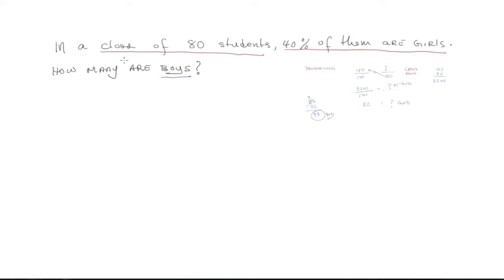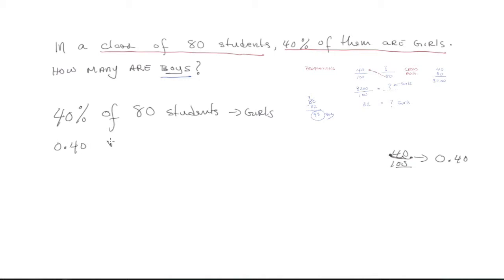40% of the 80 students are girls. 40% is just 40 out of 100, which, if I divide, the decimal point moves over twice to the left because I'm dividing by 100. There are 2 zeros. And if it moves over twice to the left, I'm left with 0.40. So 40% I can rewrite as 0.40.